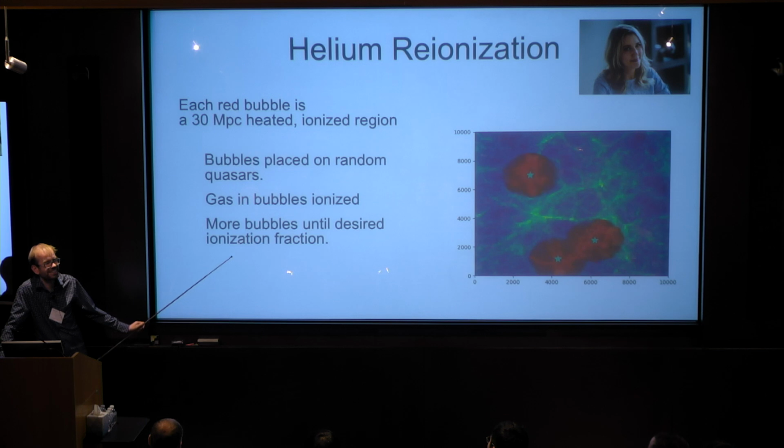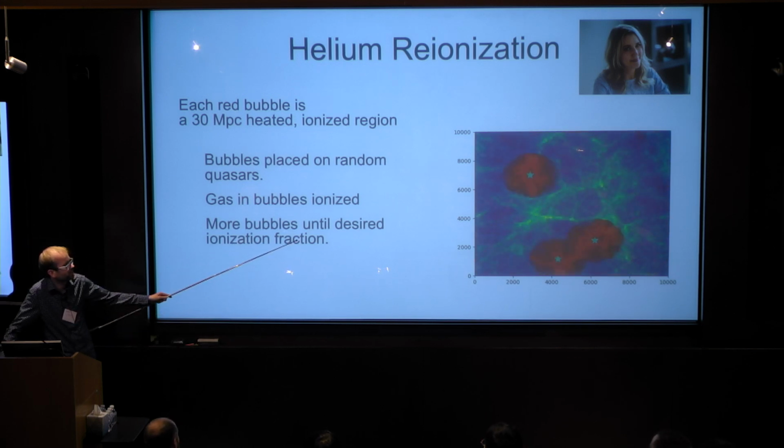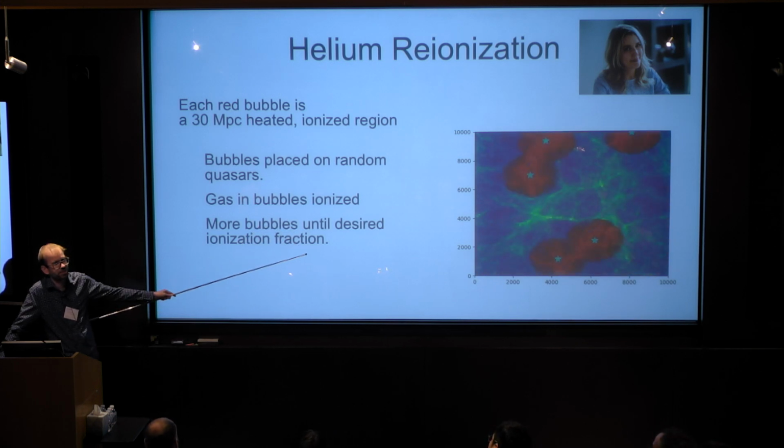I'm not saying that. Okay. This is affecting Lyman-alpha forest statistics significantly, actually. So this helium reionization model, if you count helium reionization as a form of AGN feedback, it's having a huge effect on the forest.